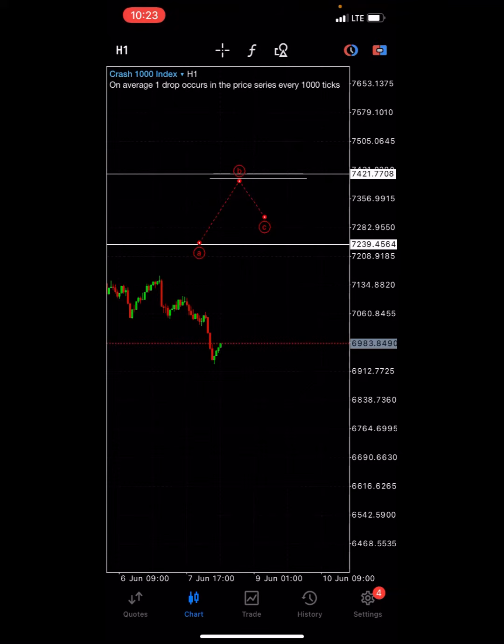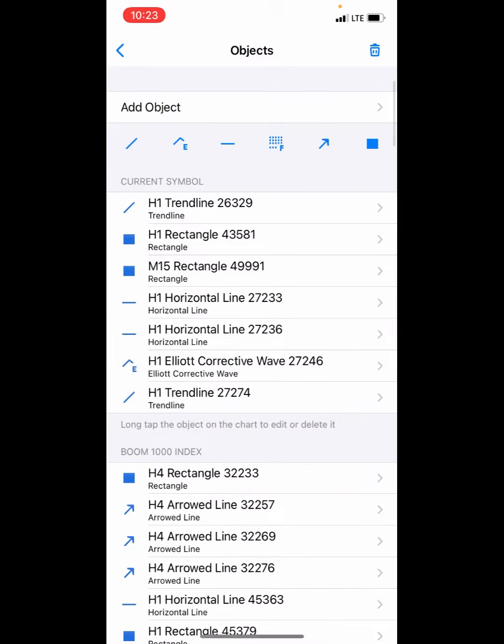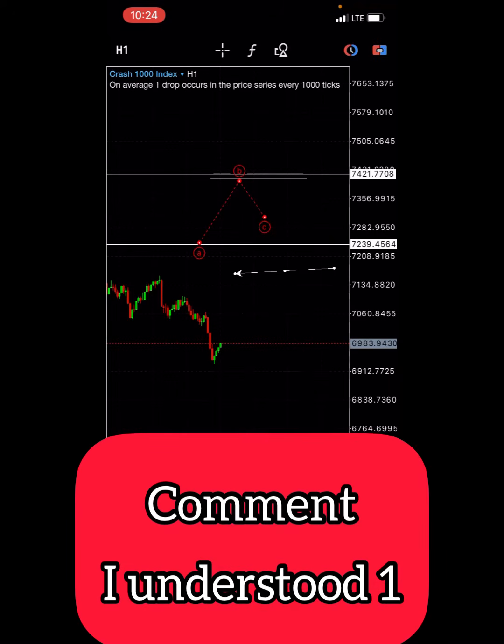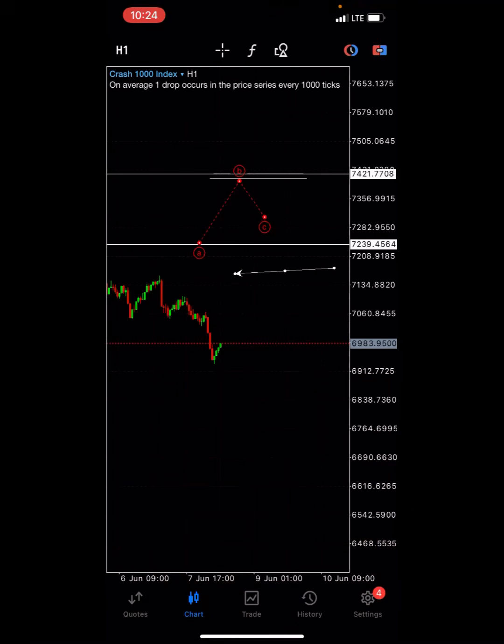It simply means you have set a what? Sell limit. I want to believe you understand, and please comment below "I understood one", because I'm going to ask you so many times if you understand every single thing that I'll be explaining. So if you understand what I just said concerning the buy and sell limit, comment "I understood one".